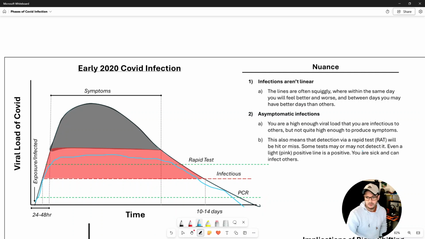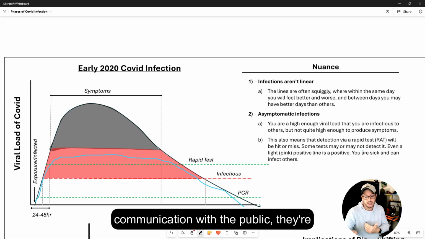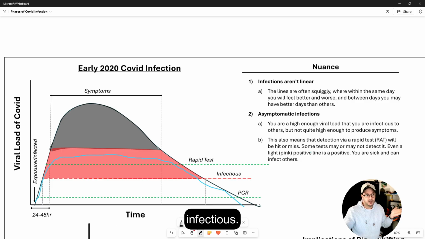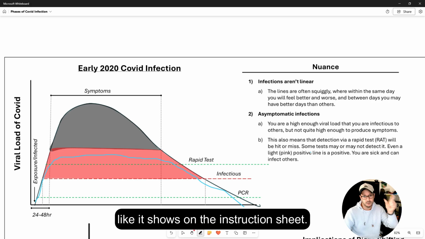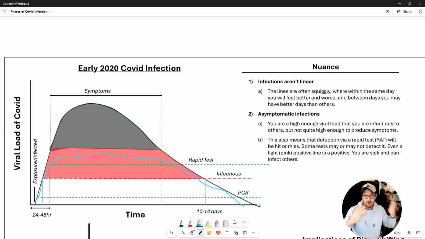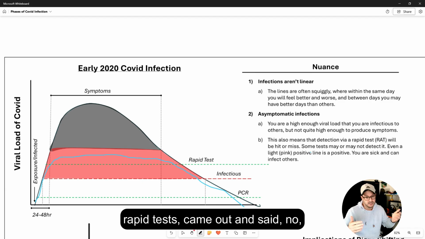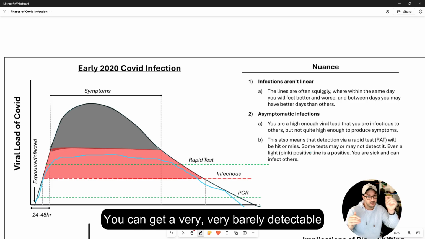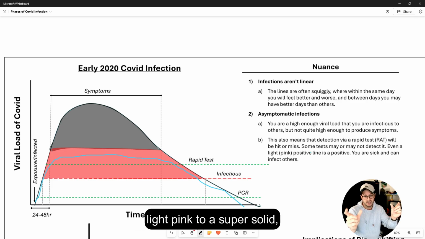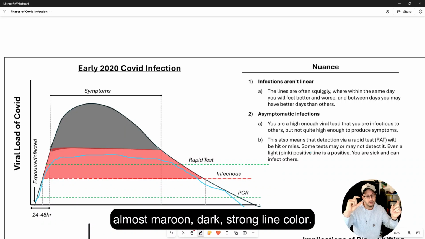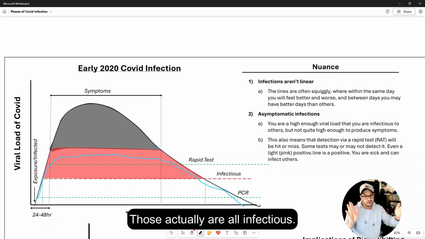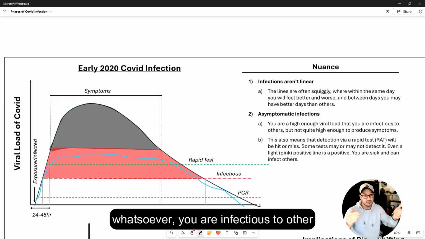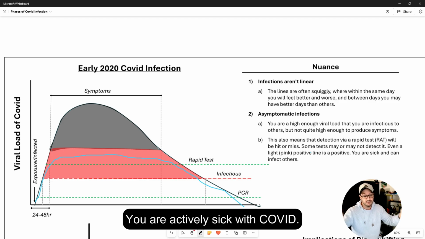And then some people, due to lack of communication with the public, are thinking, oh, if I have a light pink positive line in the rapid test, I'm not infectious. It has to be a dark, solid positive line like it shows on the instruction sheet. Well, other studies with FlowFlex and other rapid tests came out and said, no, here is the breadth of different signals you can get: a very, very barely detectable light pink to a super solid, almost maroon, dark, strong line color. Those actually are all infectious. So if you have any line on the test whatsoever, you are infectious to other people. You are actively sick with COVID.